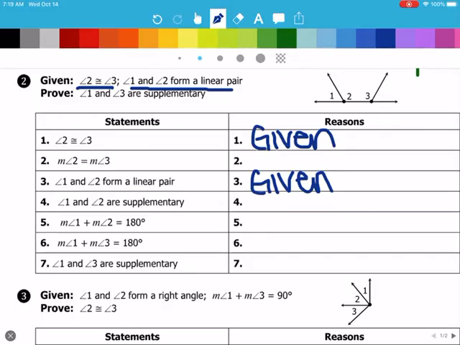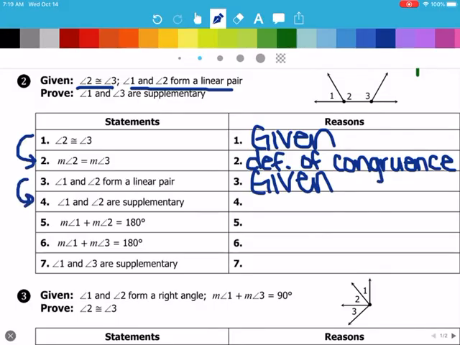Okay, so then going back from 1 to 2, we're going to backtrack now. From 1 to 2, the only thing that I noticed change is that I had a congruent sign and now I have an equal sign. And so when I change out those symbols, I'm always exercising the definition of congruence. Okay, then we have a given. Then we go from 1 and 2 form a linear pair to 1 and 2 are supplementary. So if I'm going from 3 to 4, I'm exercising the definition of linear pair.